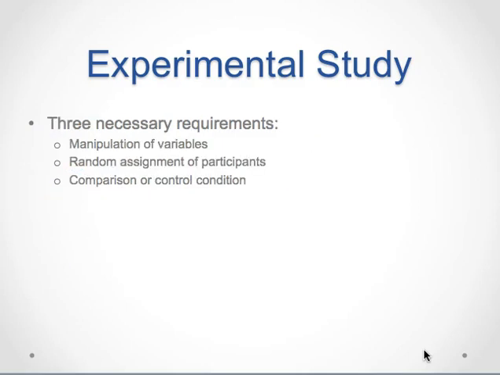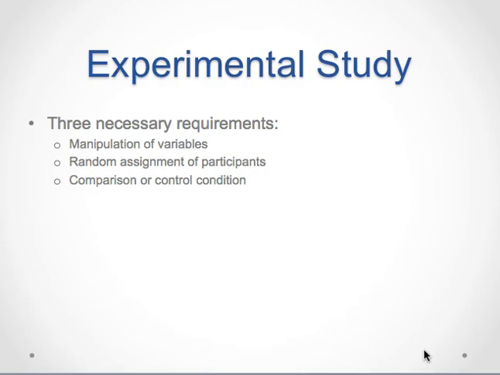For this study to be called an experiment, researchers must satisfy 3 requirements. These requirements are the necessary steps needed that allow researchers to draw cause and effect conclusions. Here are the requirements: manipulation of variables, random assignment of participants to conditions or groups, and comparison of control condition or group.